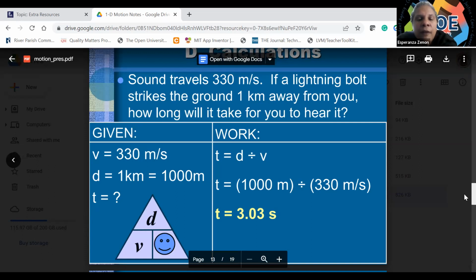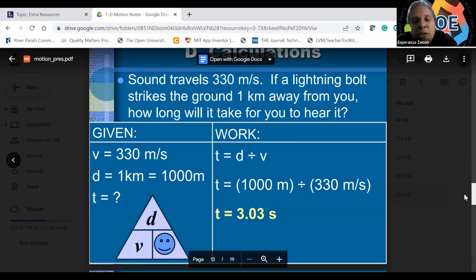So if I go back to my distance, speed, and time pyramid, if I want to find the time, I have to take the distance and divide by the speed. So that becomes 1,000 meters divided by 330 meters per second. My meters cancel out. I have meters on the top and meters on the bottom, so they're going to cancel. Do the number part, 1,000 divided by 330.